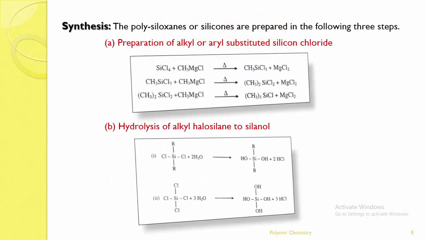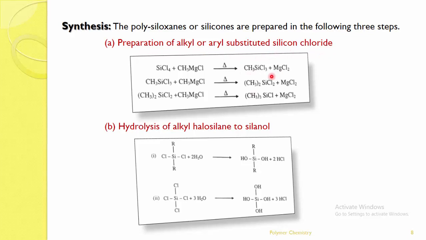Now let me go to the synthesis of silicon polymers, where polysiloxanes or silicones are prepared in three different steps. The first is the preparation of alkyl or aryl substituted silicon chlorides. Silicones cannot be prepared directly, but can be prepared through different steps. So the first step is the preparation of alkyl or aryl substituted silicon chlorides.